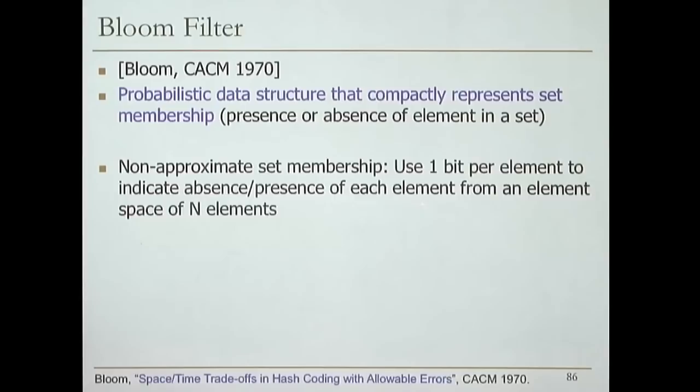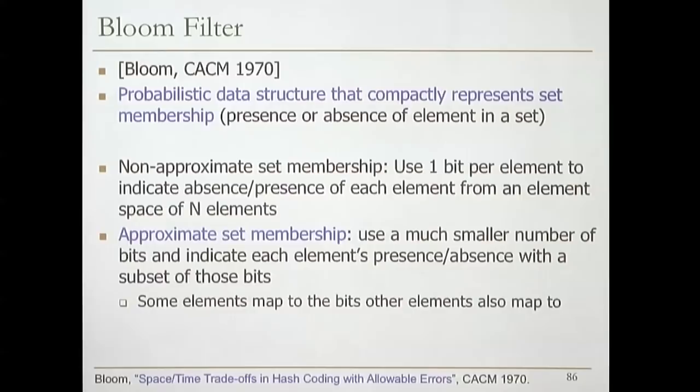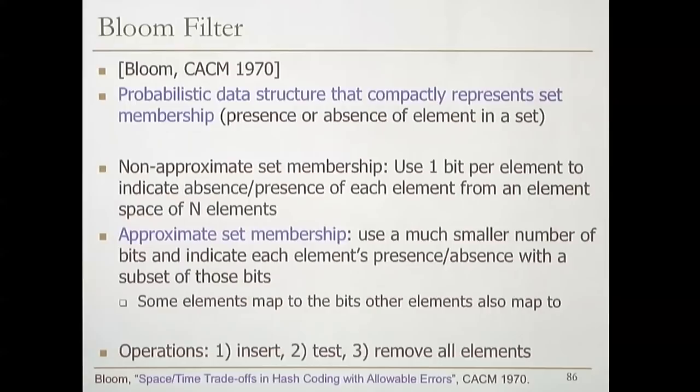Well, in this case, use one bit per element to indicate absence or presence of each element from an element space of n elements. Well, basically, two bits per row, right? But approximate set membership, you use a much smaller number of bits and indicate an element's presence or absence with a subset of those bits. Some elements map to the bits, other elements also map to. That's the problem that you get.